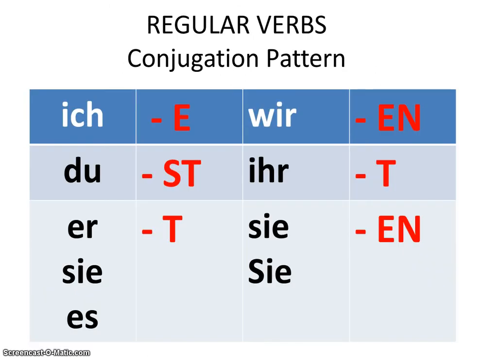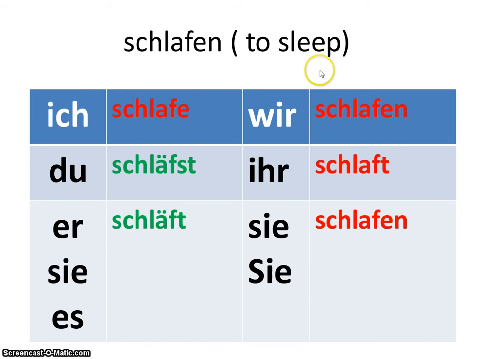Remembering that the regular pattern for conjugation is the e, st, t, en, t, en rule, we're going to watch and see how that pattern breaks for these irregular stem vowel change verbs. Schlafen we just looked at. Schlafen is to sleep. Ich schlafe, du schläfst, sie schläft, wir schlafen, ihr schlaft, sie schlafen.